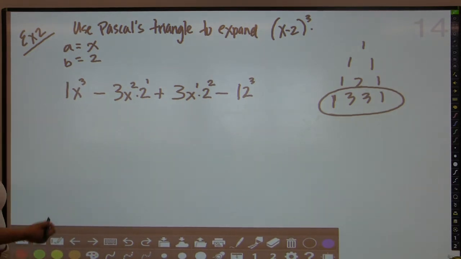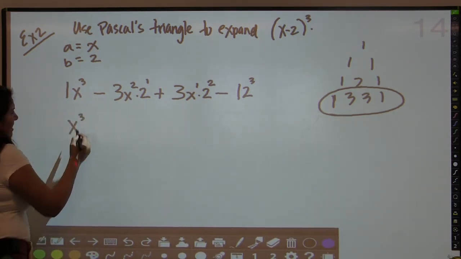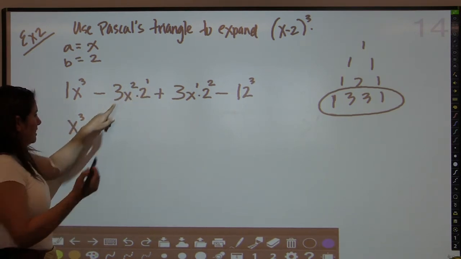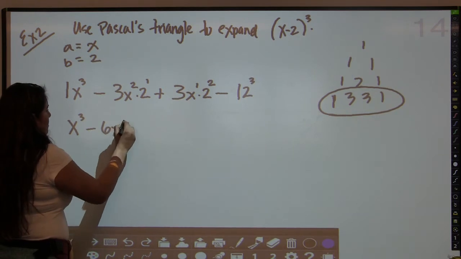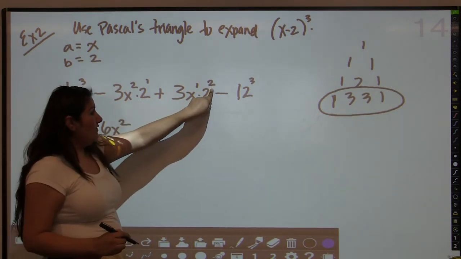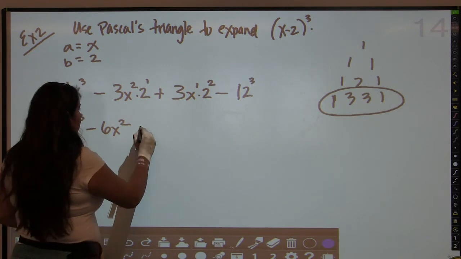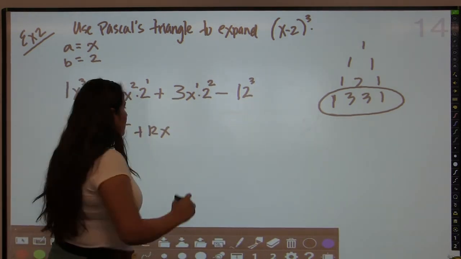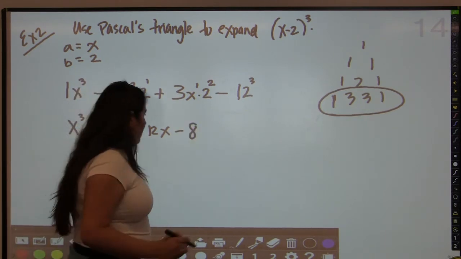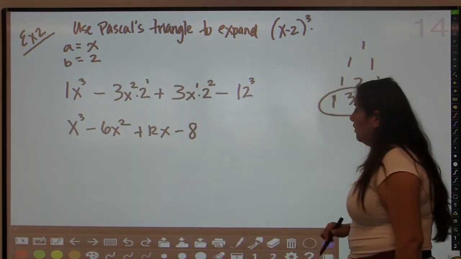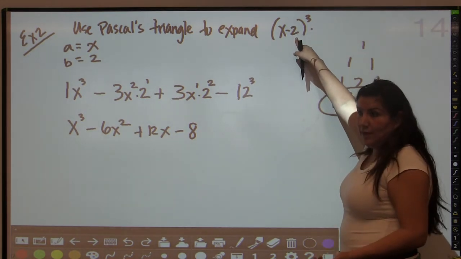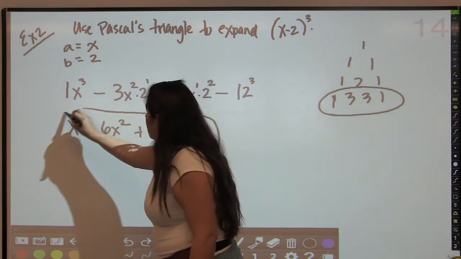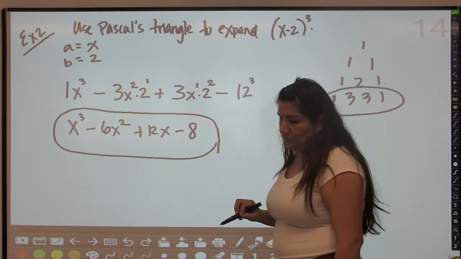Okay? And then I actually want to finally simplify by saying that 2 to the 1 power is 2, and 2 times 3 is 6. So minus 6x squared. And then 2 squared here is 4. 4 times 3 is 12. And lastly, 2 to the third power is 8. So minus 8. And that is how you will simplify when you have an actual number as opposed to a letter in your problem. So this is going to be the answer for example 2.